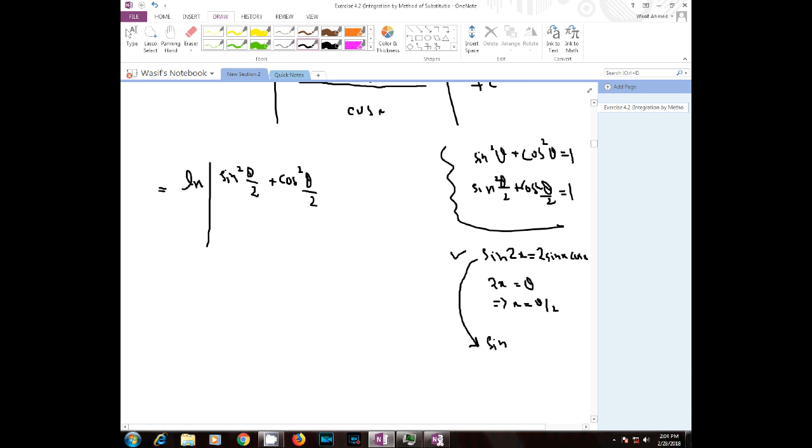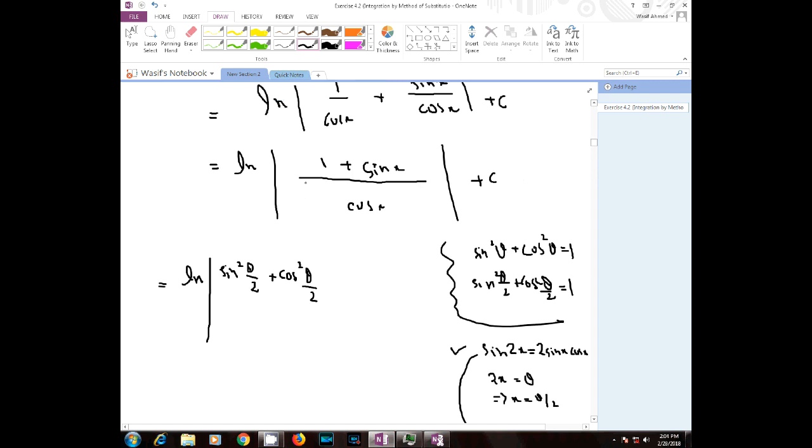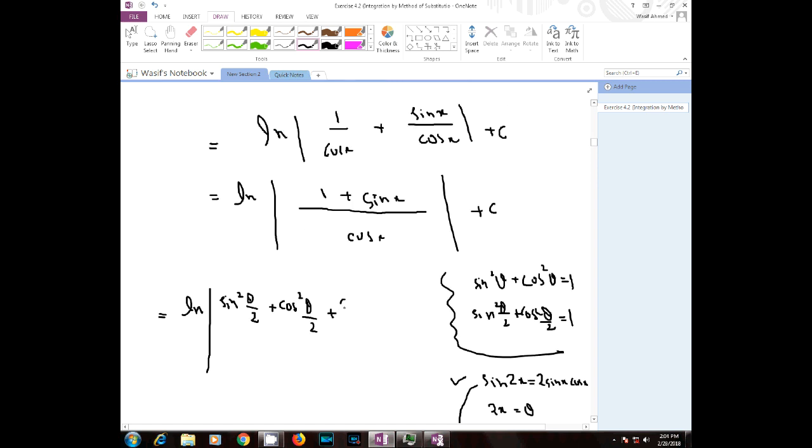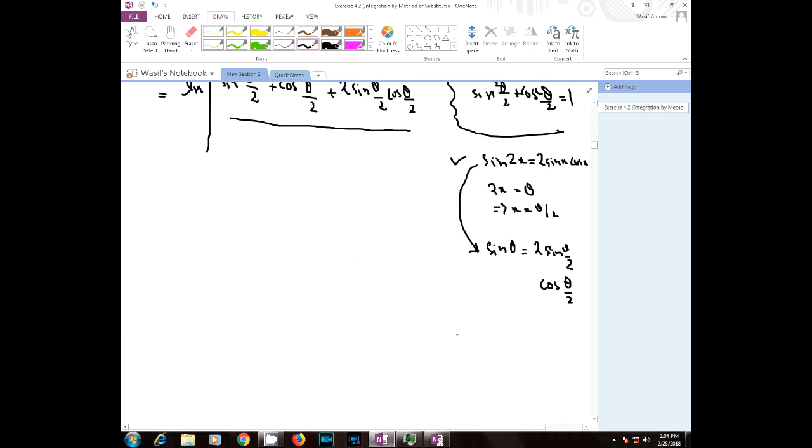Sine, instead of 2x you have to put theta, is equal to 2 times sine x, and since x is equal to theta by 2, so you have sine theta divided by 2 multiplied by cos theta divided by 2. So sine theta can be written as 2 sine theta divided by 2 cos theta divided by 2, and the whole is divided by, same thing has to be applied on this, cos 2 theta is equal to cos square theta minus sine square theta.